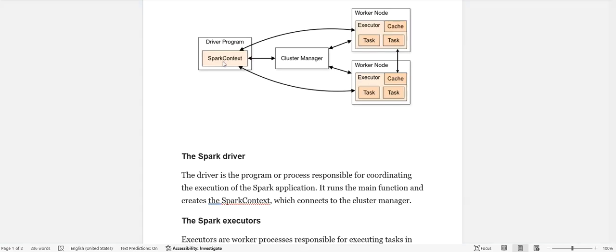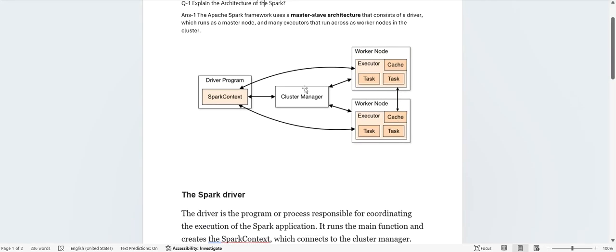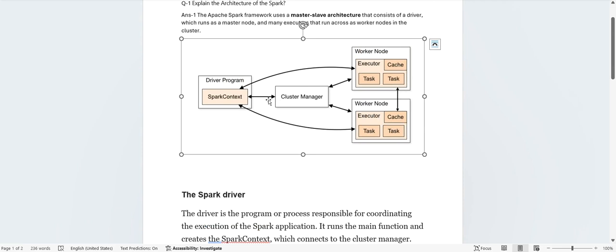So now we can learn each and every component. The Spark driver, right? Whenever they say explain the architecture, you just explain this one, right? So this is the explanation. I think this is enough.